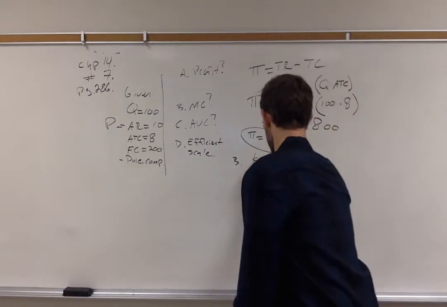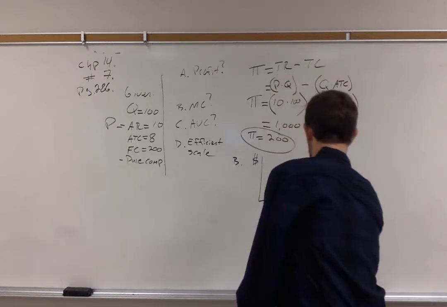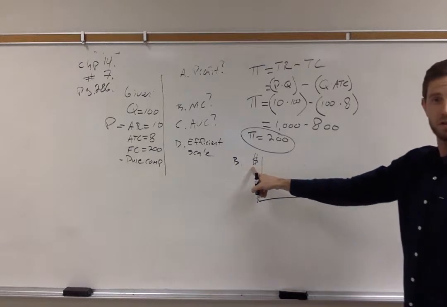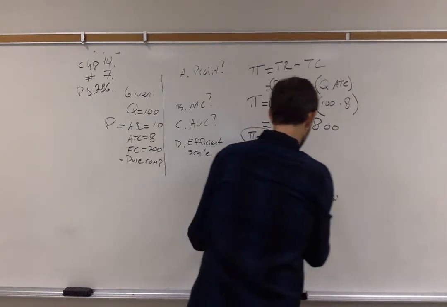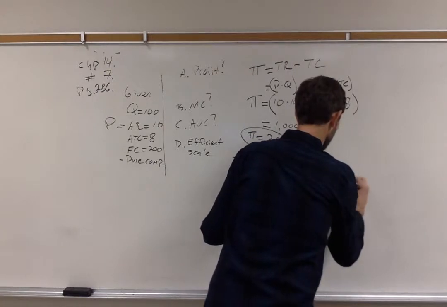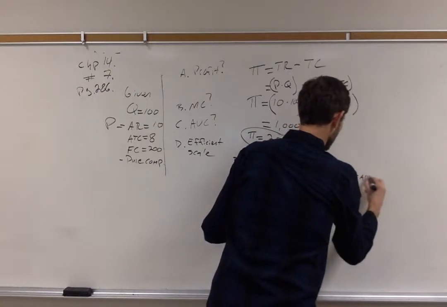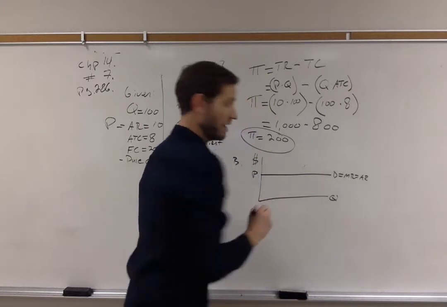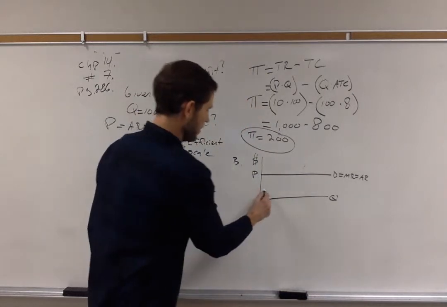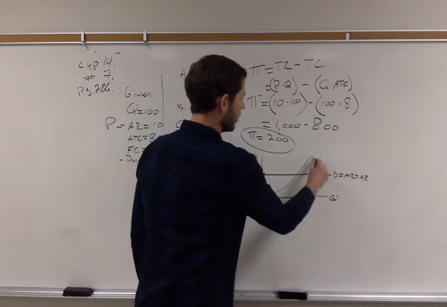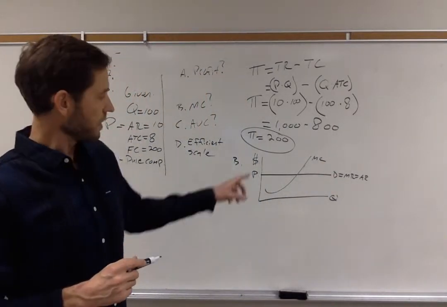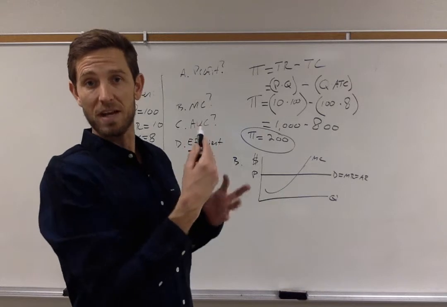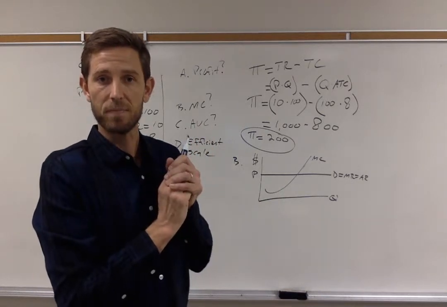Lots of times you'll encounter in this chapter a graph. It's going to look like this. Dollars on the vertical axis, quantity on the horizontal axis. Here's your horizontal demand curve equal to marginal revenue and average revenue and the price. And then you see a marginal cost curve that's upward sloping like this. So we know this is the graph that's appropriate because the problem tells us it's a competitive market.